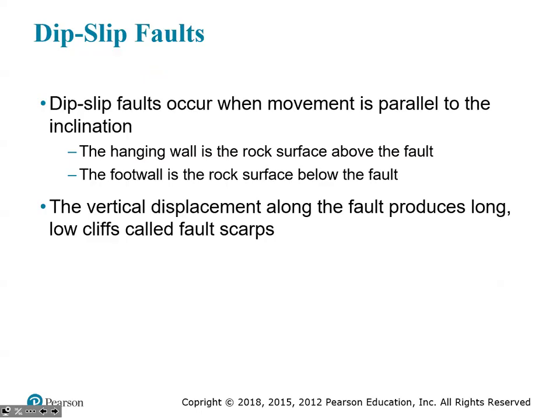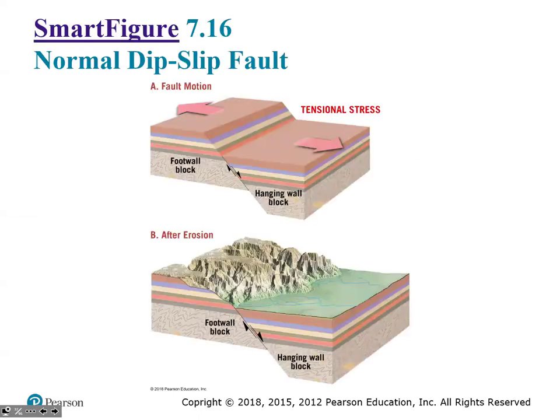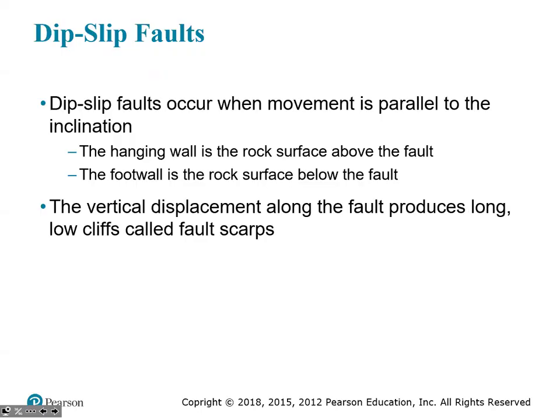The hanging wall is the rock surface above the fault, the footwall is the rock surface below the fault, and the vertical displacement will produce low cliffs called fault scarps. So for dip slip faults, you have normal, reverse, and if you have a reverse that's at a very shallow angle, it's called a thrust or overthrust fault.